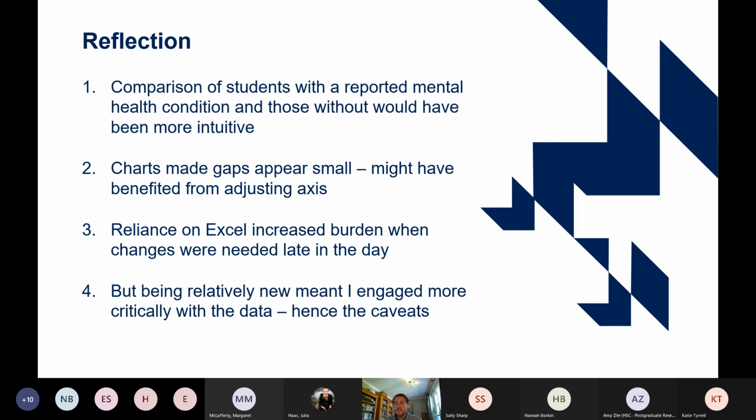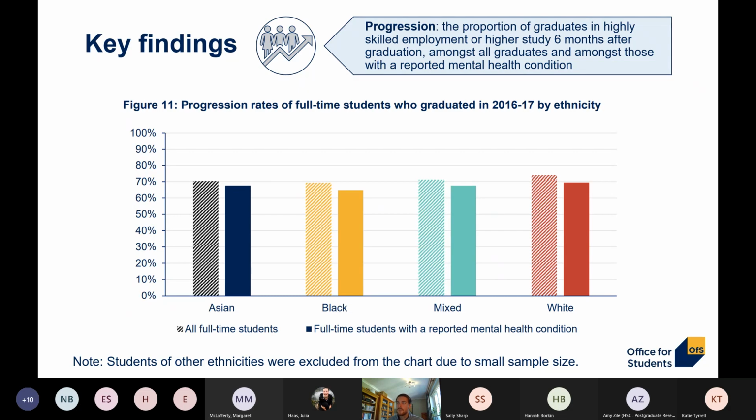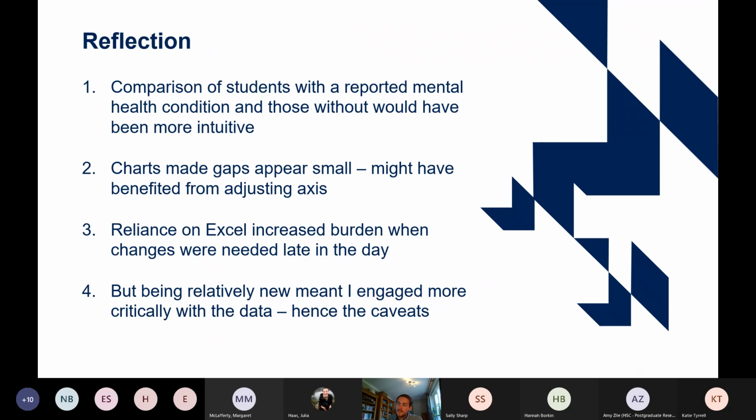You might have also noted that the charts made the gaps appear small. What we were trying to do with the charts was keep a consistent axis from 0 to 100, which you could argue is more transparent. But you could also say that when you're looking at rates which are within a boundary of 10 percentage points, it's quite hard to see the gaps there. So potentially we might have considered changing the axes on them as well.